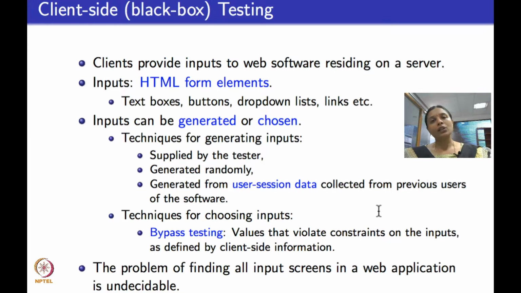What are the various HTML form elements that are typically provided as inputs to the client? They could be text boxes where you enter fields of text. Like for example, if you go back to the same ticket booking system, typically there's a text box where you enter your username followed by password that is encrypted and sent.